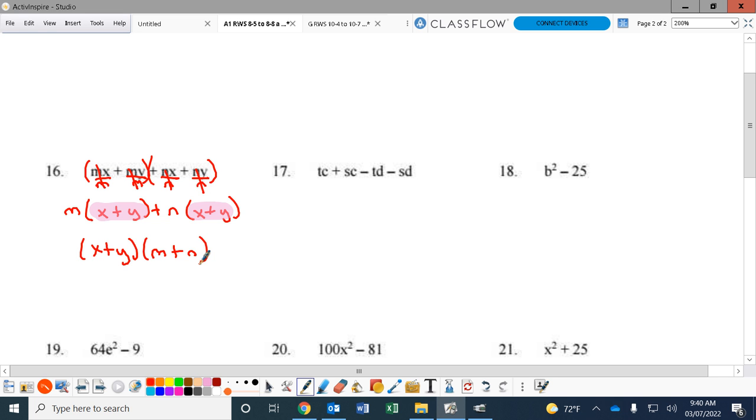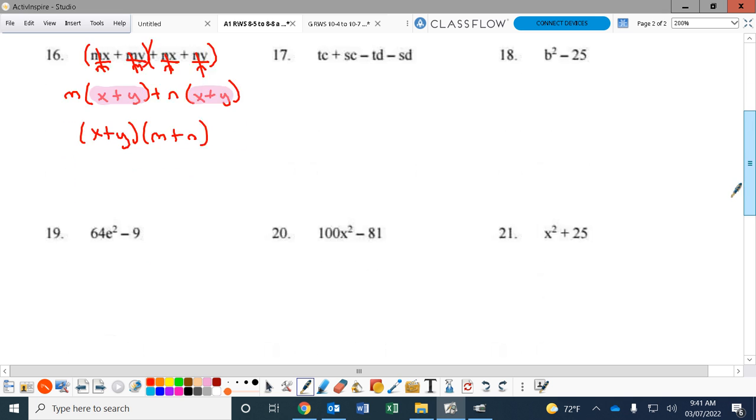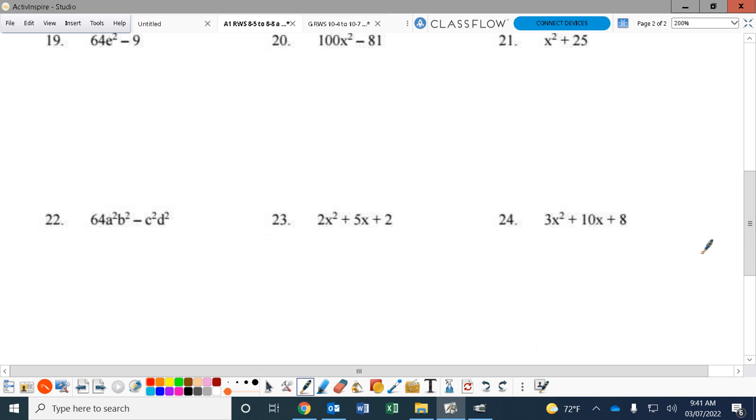Okay. What else, guys? Yes, sir? 23? Absolutely. Got it? Okay. 23 is our next one. Okay. I don't see a GCF. So then we go to perfect squares, which this is not a perfect square because we can't do that. So we go to a hard diamond. So if we do a hard diamond, oh, guys, remember what I talked to you about this? 2 times 2 is 4. The middle number is 5.